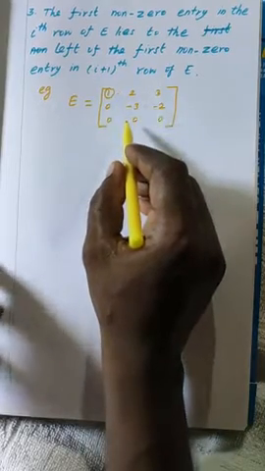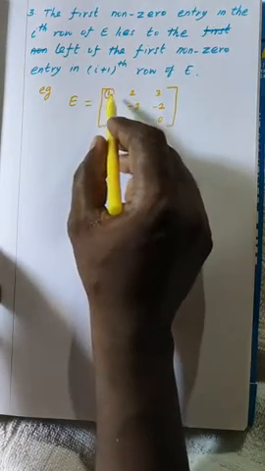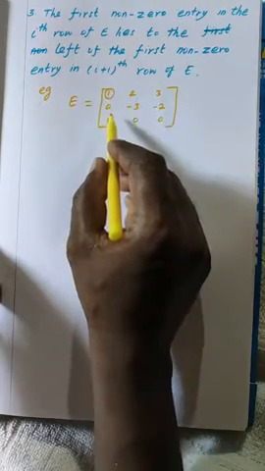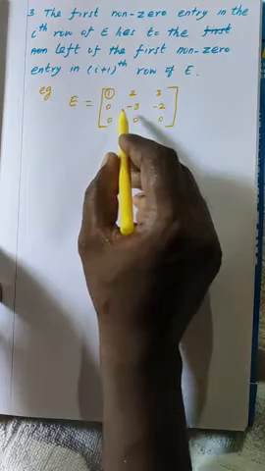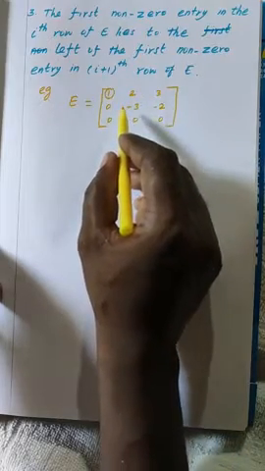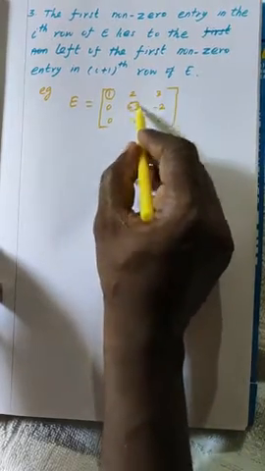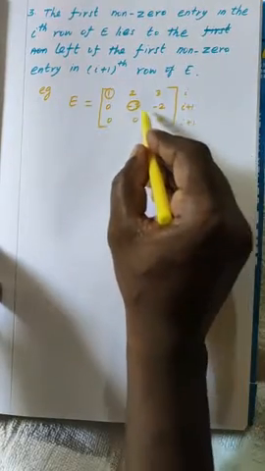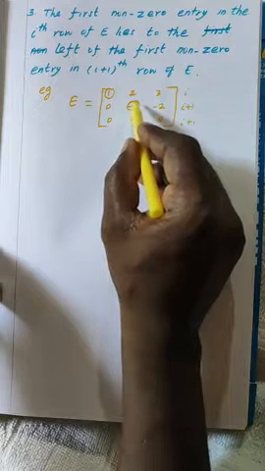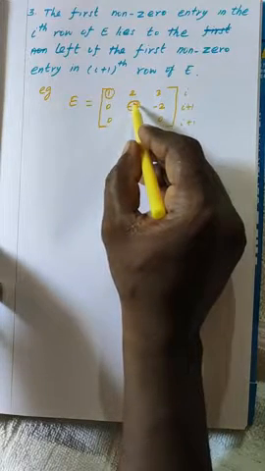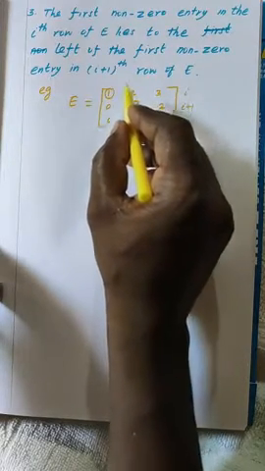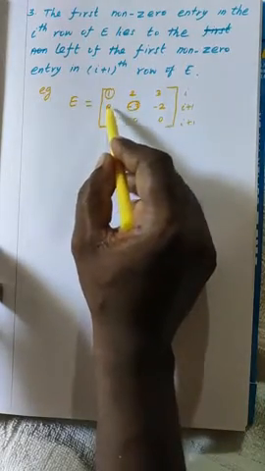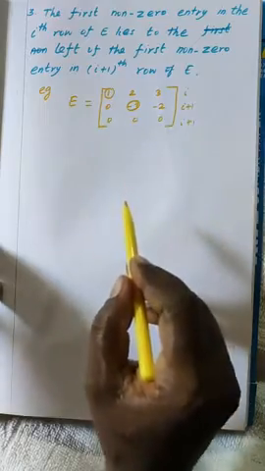The third one is the first non-zero entry in the ith row of E lies to the left of the first non-zero entry in the i plus 1th row. This is the ith row, and i plus 1 and i plus 2. Then the first non-zero entry of the ith row lies to the left of that of the i plus 1th row.